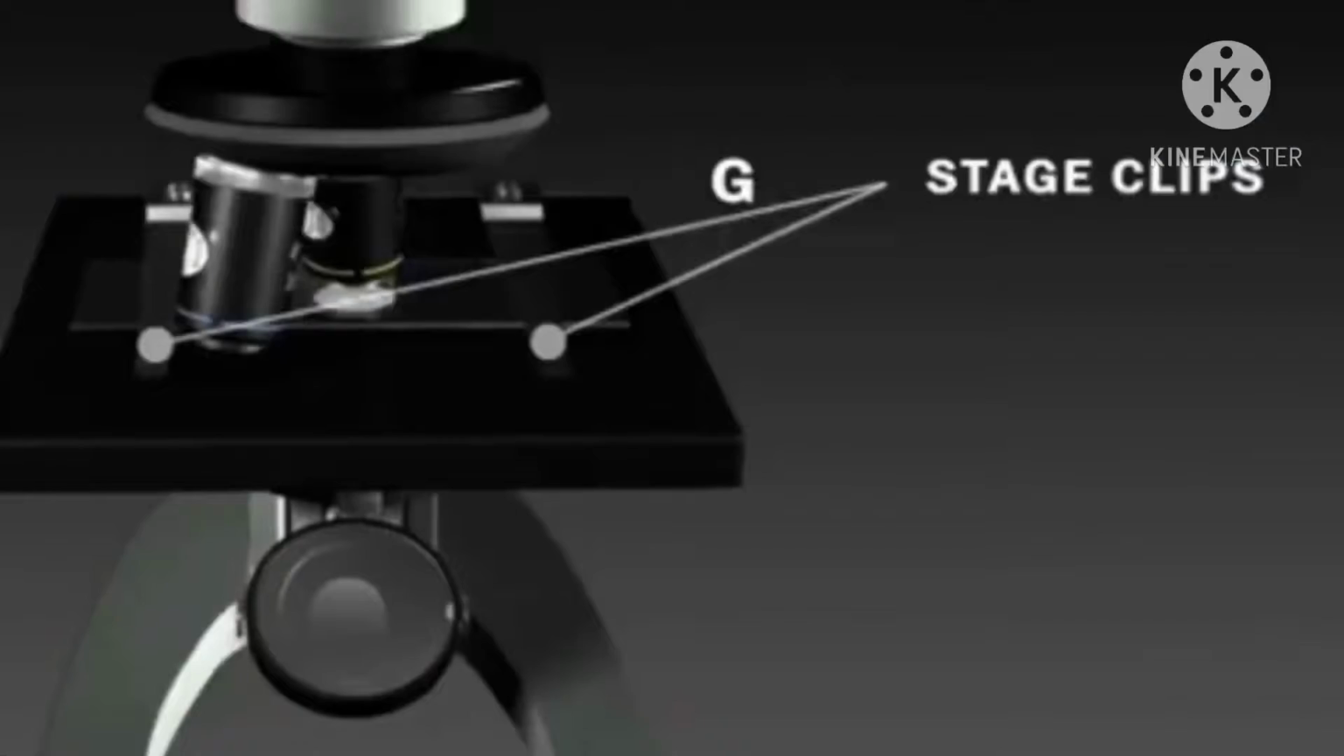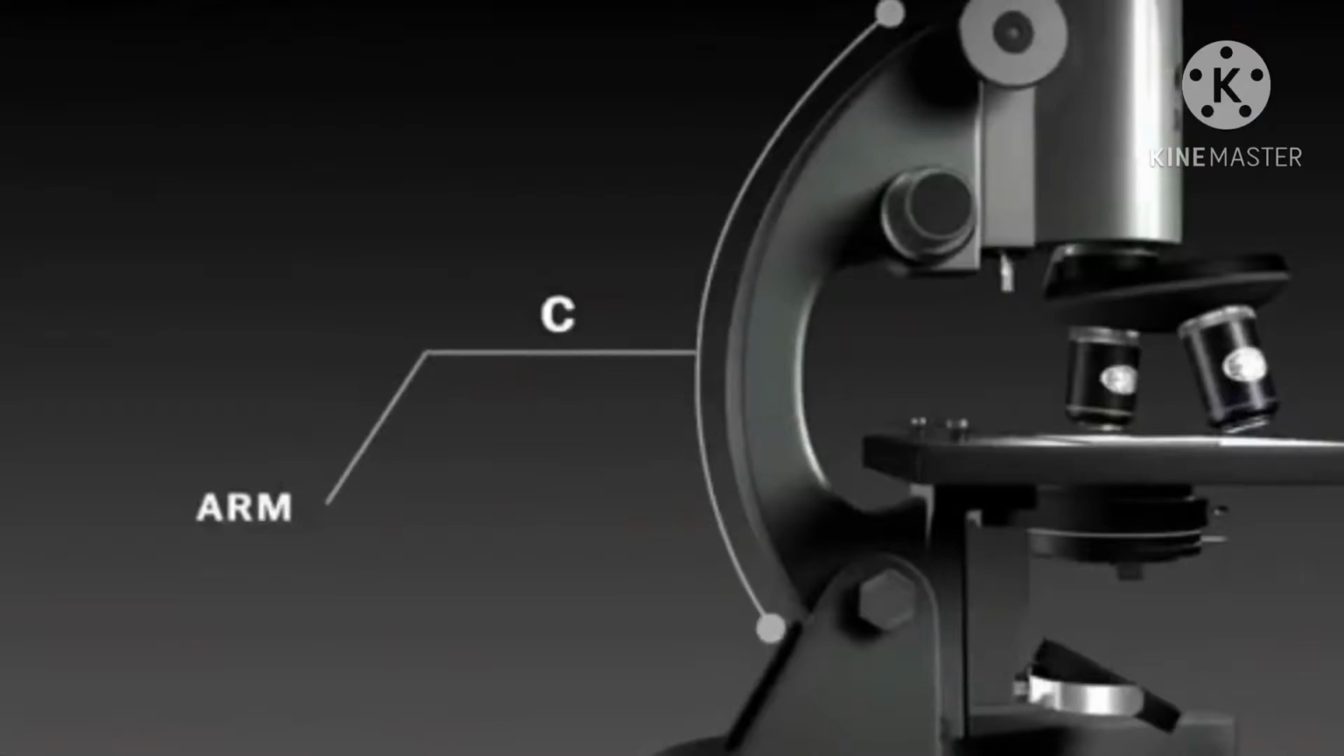Nosepiece. It is a rotating turret that holds the objective lenses. The viewer will rotate the nosepiece to choose different objective lenses. Stage. It is a platform where the slide is placed. Stage clips. The metal clips that hold the slide in place. Arm. It connects the body tube to the base of the microscope.